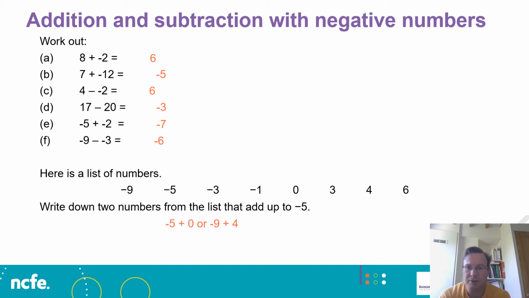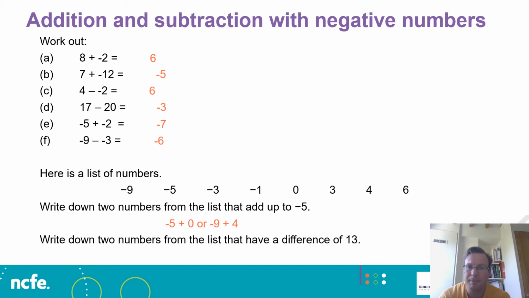So there's your answers: -5 plus 0, or -9 plus 4. So now you're asked to write down 2 numbers from the list that have a difference of 13. So pause the presentation and try and figure it out.